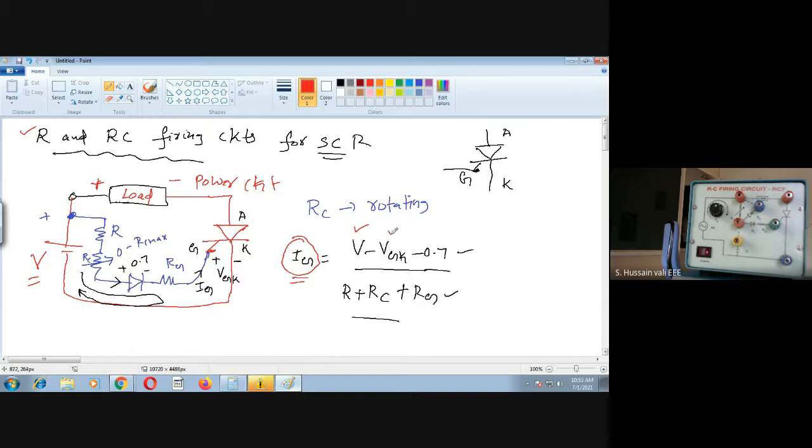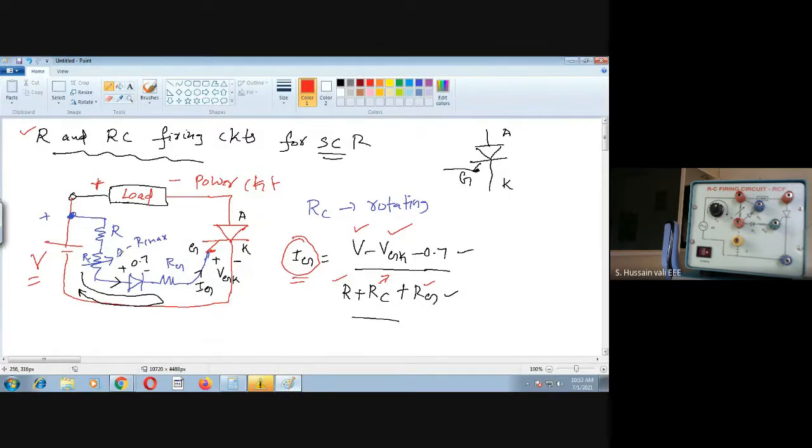And VGK does not change. It is the property of the SCR that the gate cathode threshold voltage does not change. It is approximately 0.7 to 1 volt. And the diode voltage also does not change because the diode is also fixed here. So the numerator does not change. Only the denominator will change. In the denominator also, the R value and RG value don't change. They are also fixed. Only one value will change, and what is that value? It is RC.